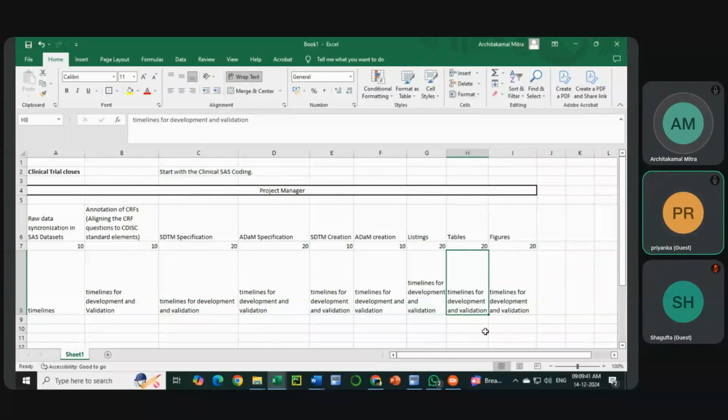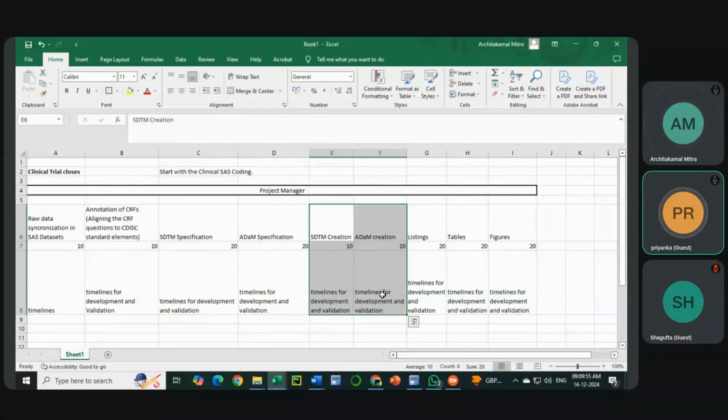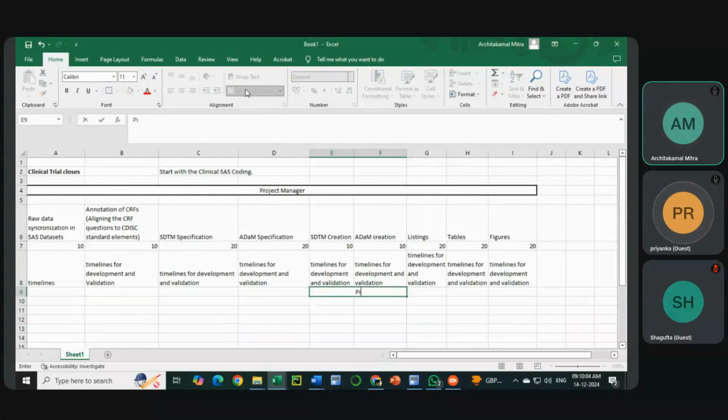So here, we are using the Pinnacle 21 software. After creation of SDTM and ADaM, you check whether you have created SDTM and ADaM correctly as per the CDISC specification and everything. This is where you will be using Pinnacle 21.